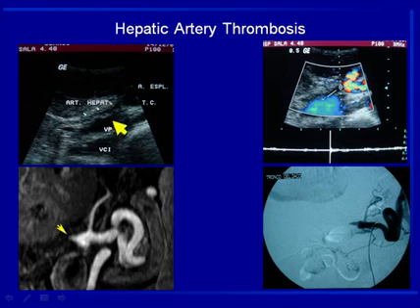This is a case of hepatic artery thrombosis. In B mode, we can see here the hepatic artery, the portal vein, and the IVC. On Doppler, there is no flow in the hepatic artery, confirmed by MRI angiography and with conventional angiography.